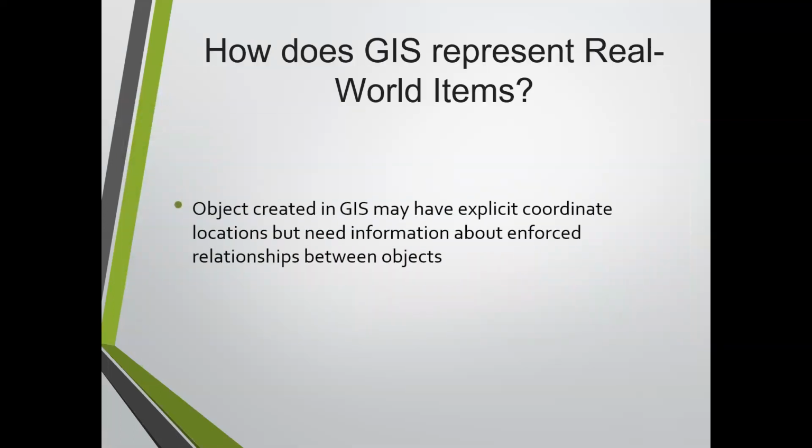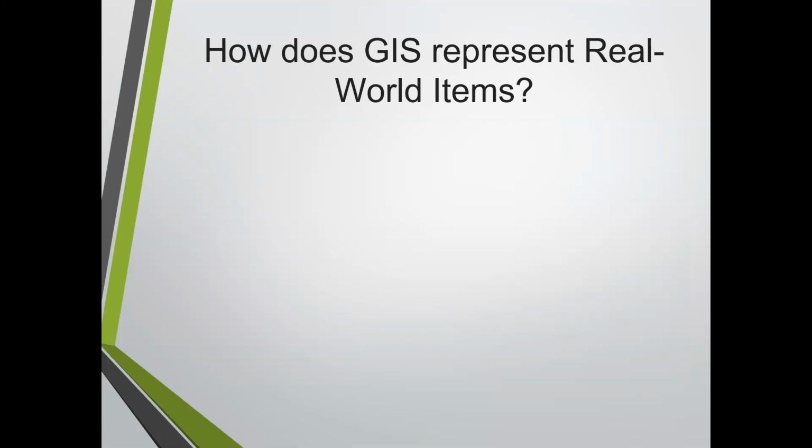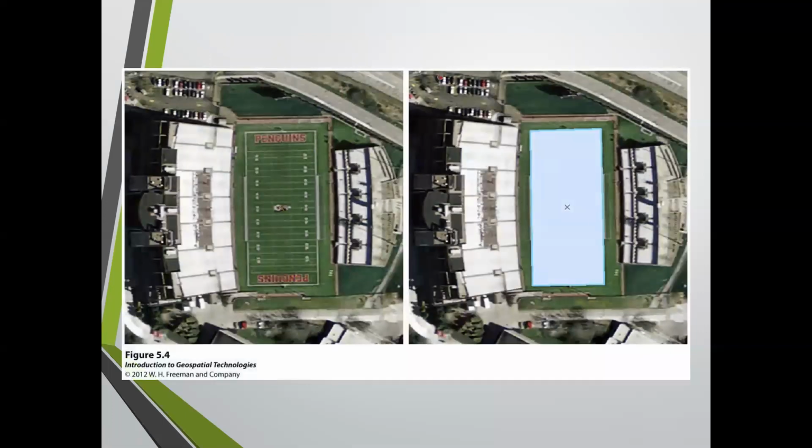So objects created in GIS may have explicit coordinate locations, but they also have to have information about how they interact with other objects. Okay, so if you go in, for instance, in this picture we were just looking at, you generate a polygon here and maybe a polygon someplace else and a polygon someplace else.